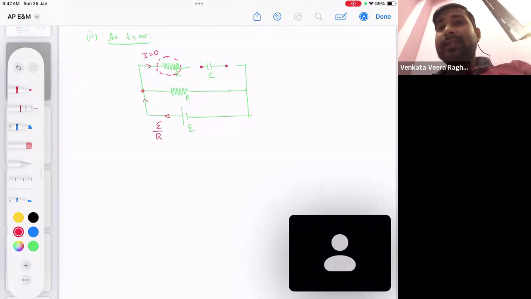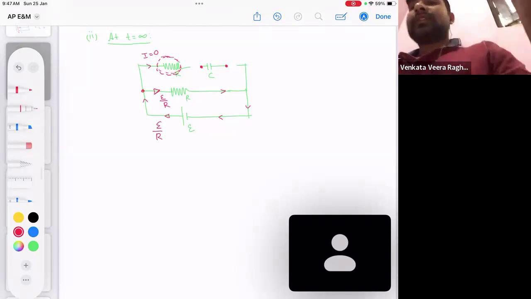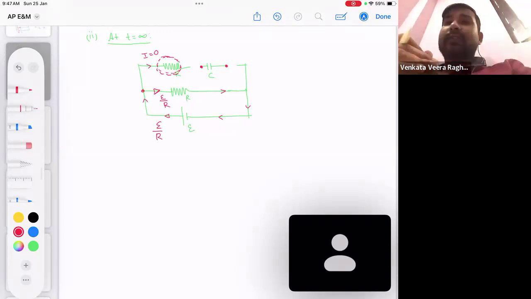This current will reach here. The current will go directly in this branch as E by R, E by R, E by R. And there will be no current in this resistor. Understood? Now, next part of this question.